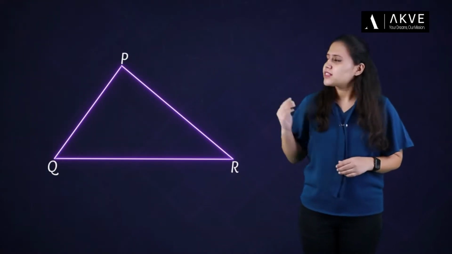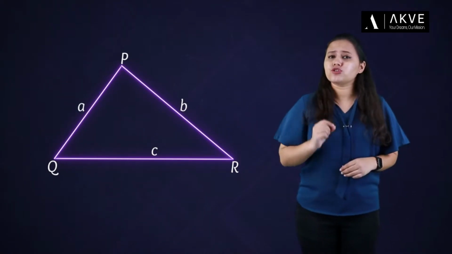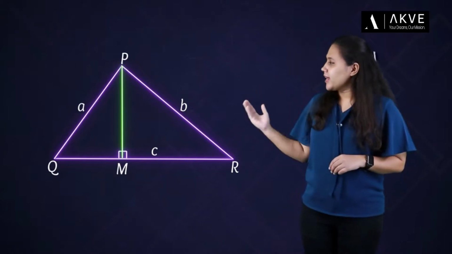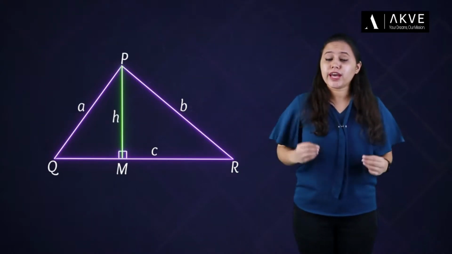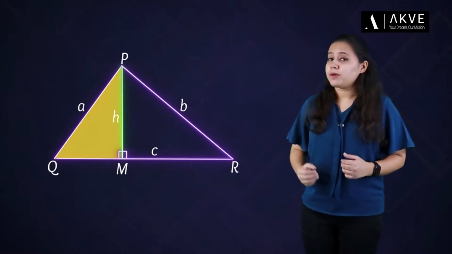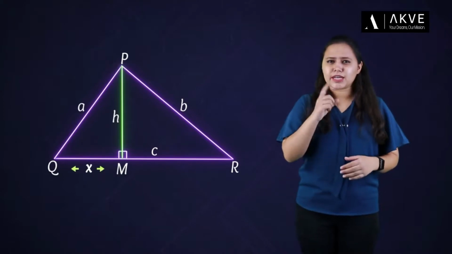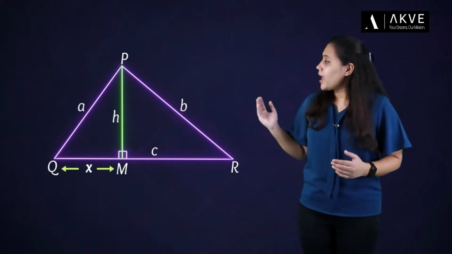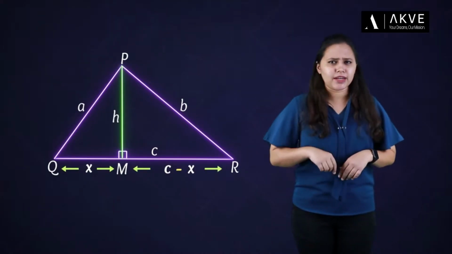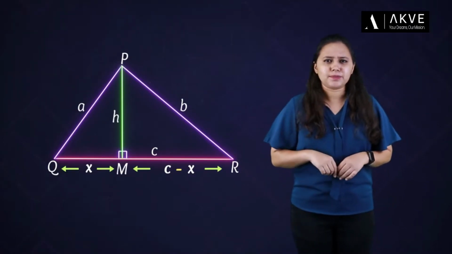First, we take any random triangle, say triangle PQR with sides a, b and c. Here, we draw a perpendicular height and name it h. So we have two right angle triangles, triangle PQM and triangle PRM. Let's take QM equal to x. Thus, MR is equal to c minus x because the total length of the base is c.